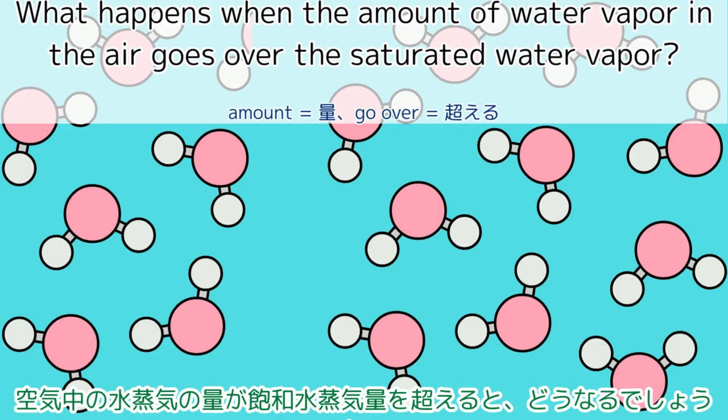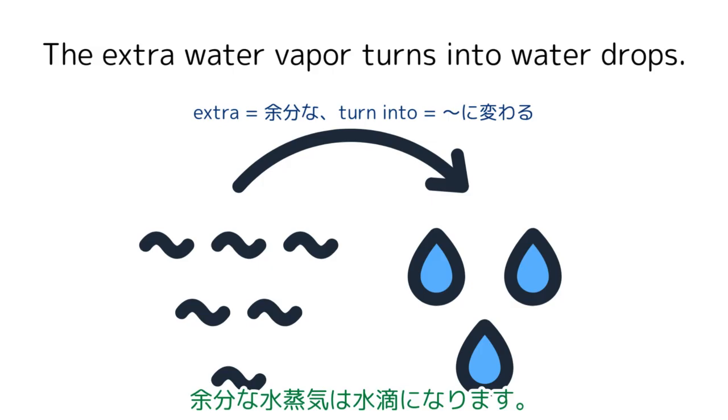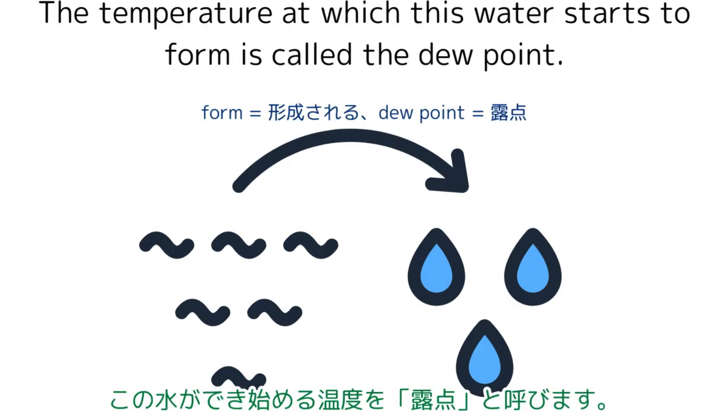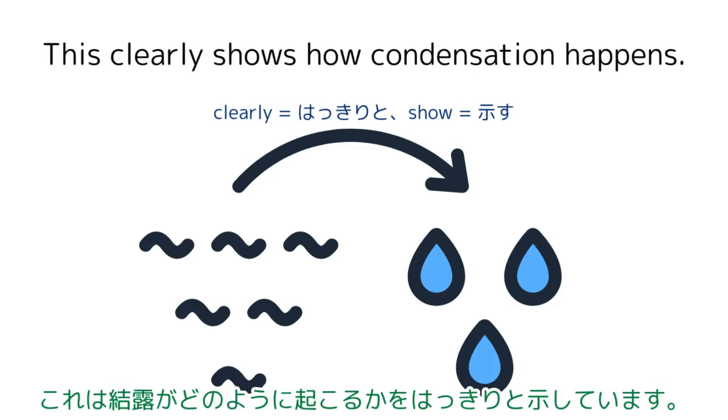What happens when the amount of water vapor in the air goes over the saturated water vapor? The extra water vapor turns into water drops. The temperature at which this water starts to form is called the dew point. This clearly shows how condensation happens.